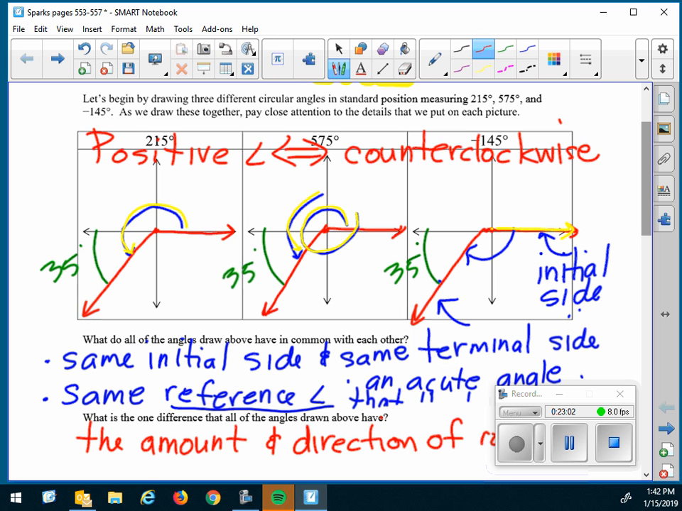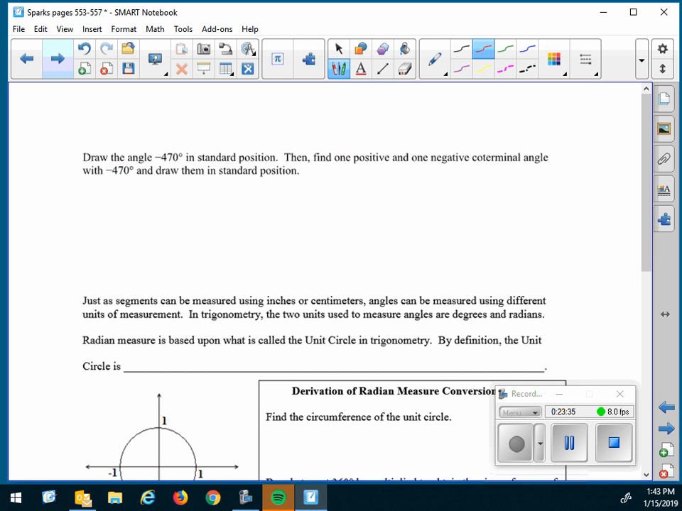There's this one. You could just add or subtract a whole bunch of 360s, and every one of those is going to be coterminal to 215 degrees. You could keep going. Every angle has an infinite number of coterminal angles because you could keep adding and subtracting 360 degrees. That's right, because we just keep either adding or taking off full circles, increments of 360 degrees. That's exactly right.